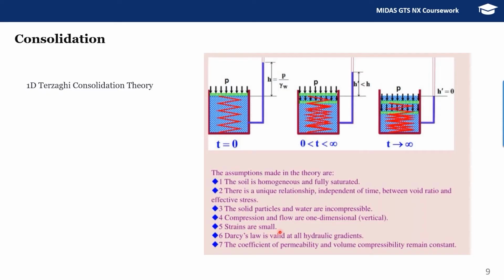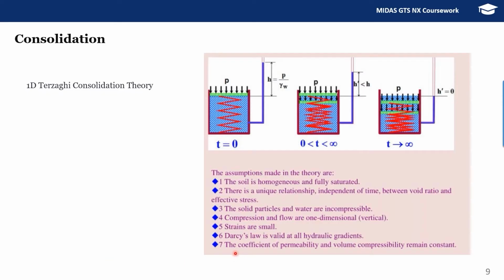The proper behavior will be exhibited by the model. And then compression and flow are one-dimensional. This is the most important assumption of this theory. But in reality, you can have consolidation in all three directions, that means dissipation of pore water pressure in all three directions. We can consider the same in the finite element analysis. So we do not have any assumption of compression or flow in one dimension.